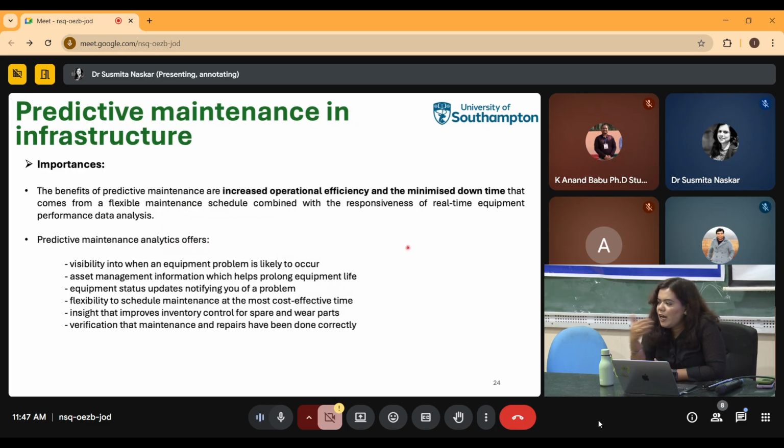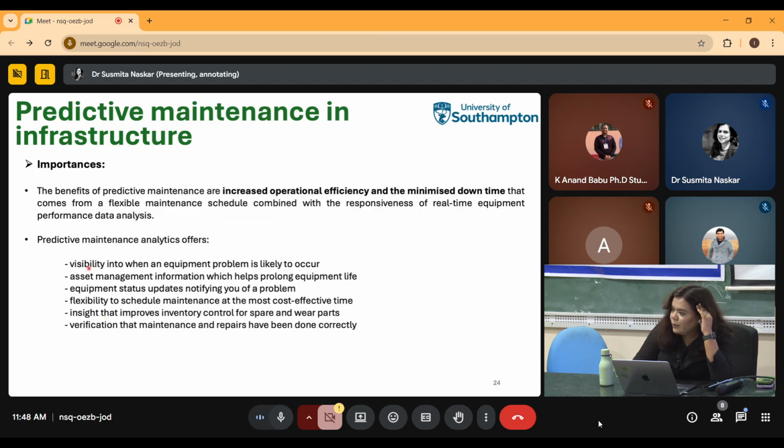As I said, there is a lot of importance to this kind of predictive maintenance. The key benefit is being able to increase operational efficiency and minimize downtime. This can be achieved by combining a flexible maintenance schedule with responsive real-time equipment. Predictive maintenance analytics offer a variety of valuable benefits, which I have tried to highlight here.